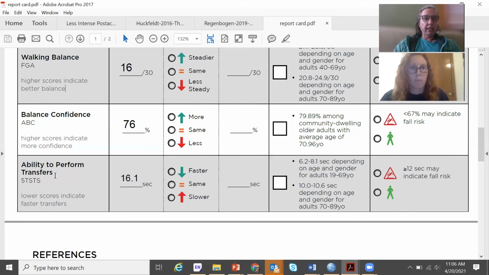Okay. All right. And then the last one here is let's do the ability to perform transfers through a 5-time sit to stand. So she's at a 16.1. The cutoff for that, greater than 12 seconds, is indicative of stroke, and obviously we know that she did have a stroke. And what does this score tell you a little bit about the individual? It could be their lower extremity strength. We can get a little bit of insight into their balance strategies or their movement strategies based on their score.